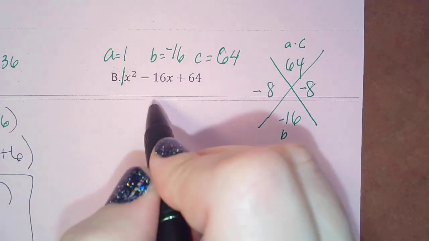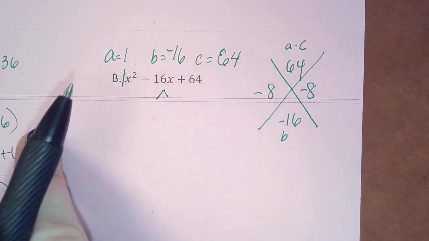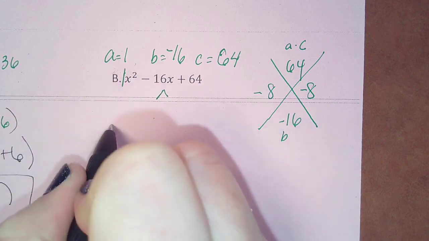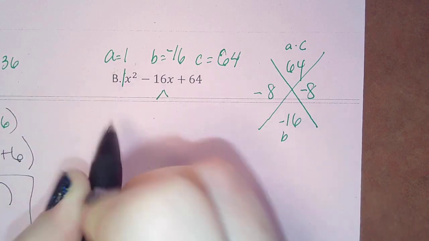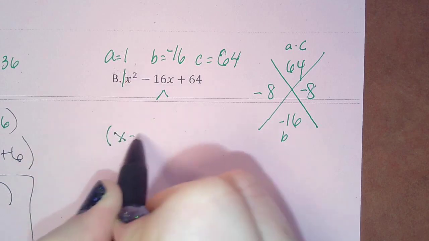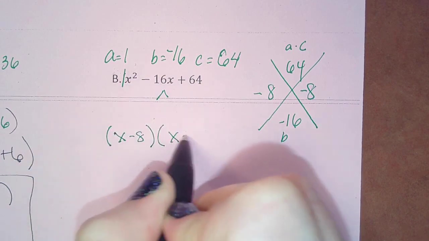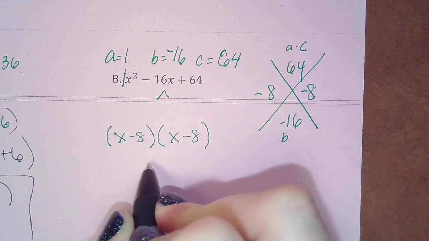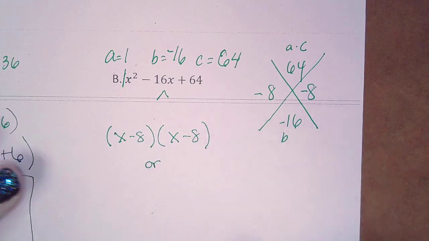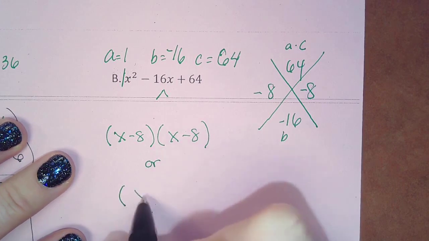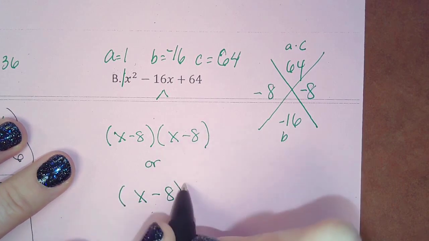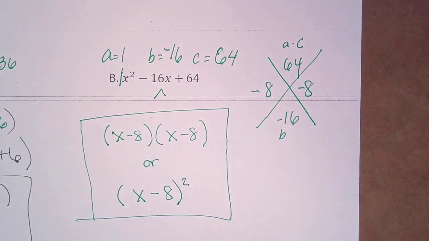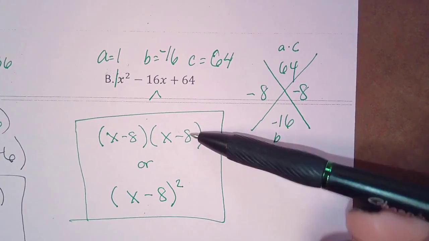I could absolutely split my middle term and do the same steps that we did over here. Or, because my first term is 1, I can make this, we're using x's, so x minus 8 and x minus 8. And we can rewrite this as x minus 8 squared. Okay, either one is acceptable.